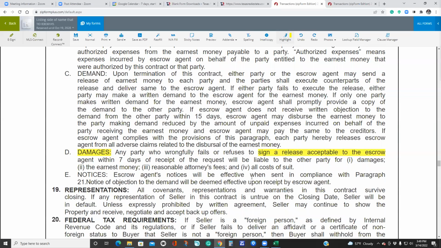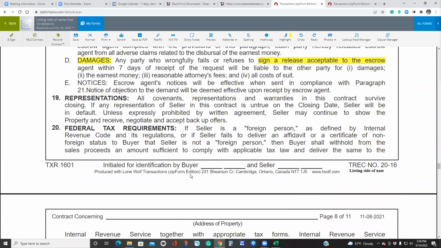So seller's mad, says, I'm not going to sign the release of earnest money for the buyer. I don't think they deserve it. Okay, well, that's your choice. Take a look at paragraph 18D in the contract, and I'll be over there 6 o'clock tonight. We'll talk about it. Because if they refuse to do that, they could be responsible for earnest money, reasonable attorney fees, and all costs of the suit. Most of the time, if you ask them to do that, that'll fix the problem, and they're good to go.